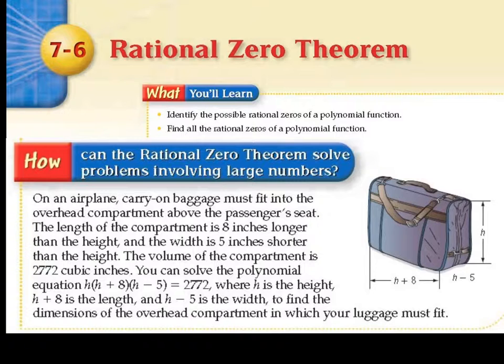On an airplane, carry-on baggage must fit into an overhead compartment above the passenger seat. The length of the compartment is 8 inches longer than the height, and the width is 5 inches shorter than the height. The volume of the compartment is 2,772 cubic inches. You can solve the polynomial equation h times (h plus 8) times (h minus 5) equals 2,772, where h is the height, h plus 8 is the length, and h minus 5 is the width, to find the dimensions of the overhead compartment in which your luggage must fit.